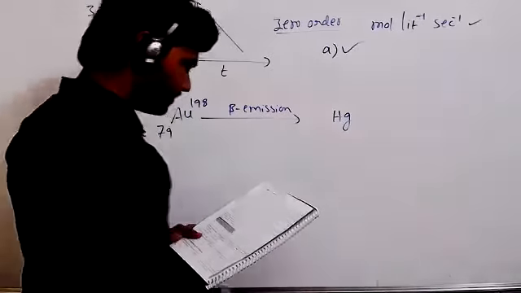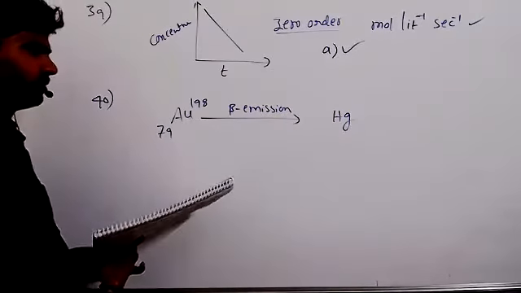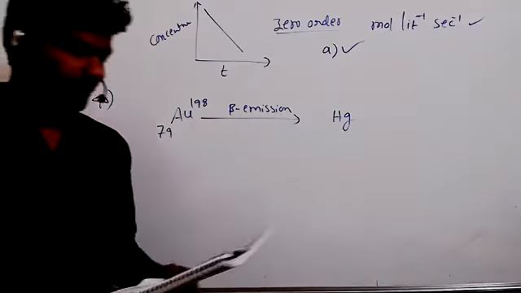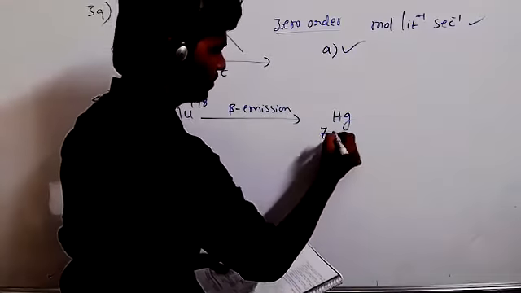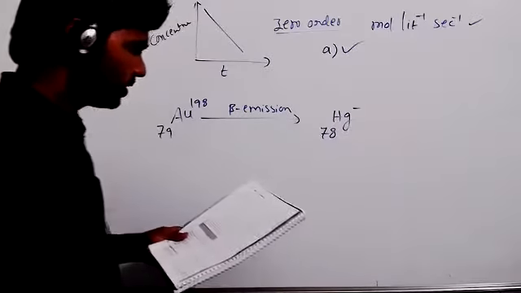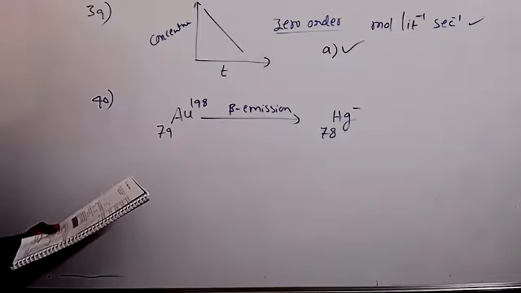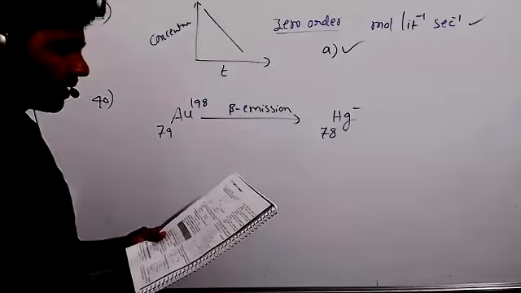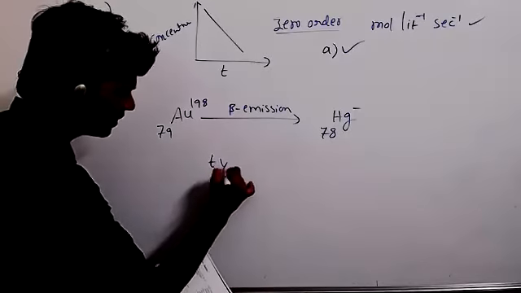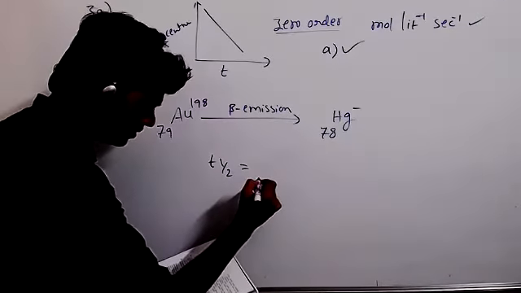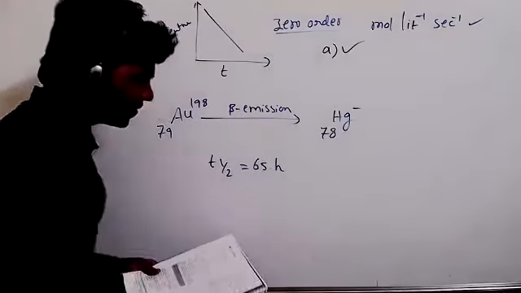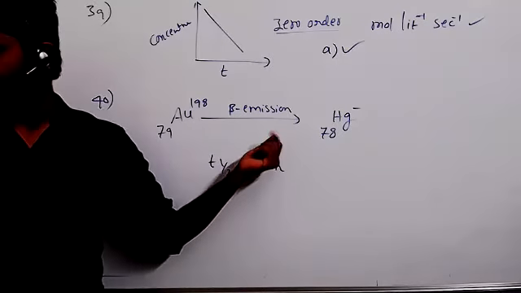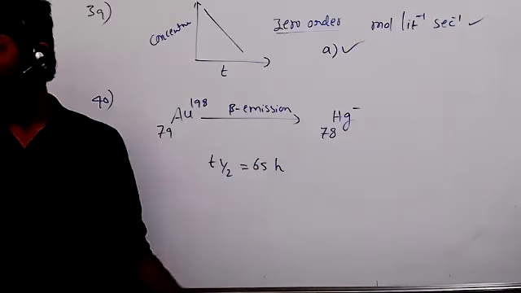What is the mercury atomic number? I think it is 78. Mass number is there, I'm not noting it. What amount of mercury will be left after 260 hours? First, T half is given here. T half is equal to 65 hours. Look, this is a radioactive reaction, so it follows which order kinetics? First order kinetics.